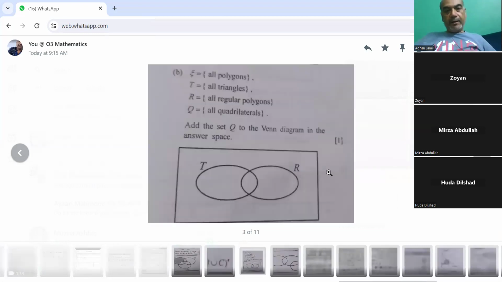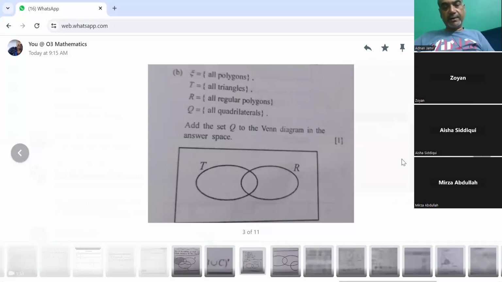Okay. This question most probably they have given twice, and they took this question from the book actually. The universal set consists of all polygons. Then T represents all types of triangles. R is all regular polygons. So we should know that regular polygons are the figures with three or more sides, but all sides are equal. Then we have Q, all quadrilaterals. So we know that quadrilaterals are four-sided figures.